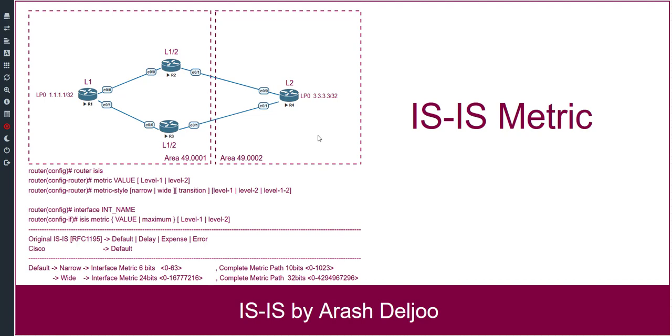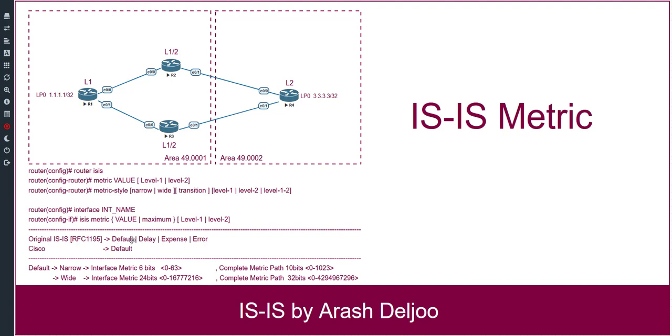Let me talk about the details of metric calculation in IS-IS. First, we should know the history of the metric in IS-IS. As I mentioned before, IS-IS metrics are assigned to individual interfaces or links. The original IS-IS specification, RFC 1195, defines 4 types of metrics, as you can see here. In the original IS-IS specification, we had 4 types of metric for IS-IS.